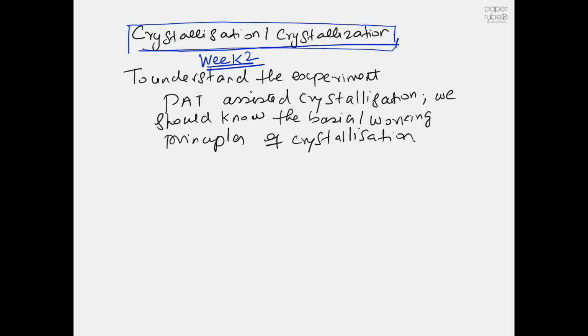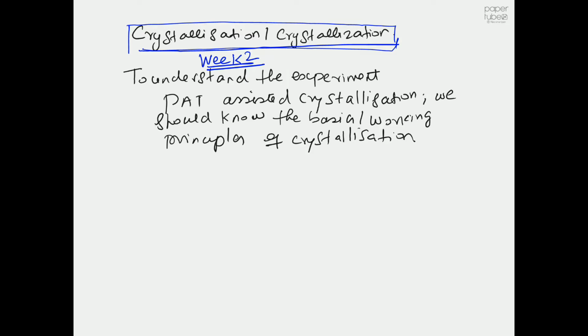But why I decided to take this topic for week 2 is that I already posted the video about your lab, which deals with how you integrate your PAT tools with the crystallization unit. The plan is... I already did the experiment. I already have the experimental data with me. It's a very laborious process. Each experiment took roughly 48 hours.